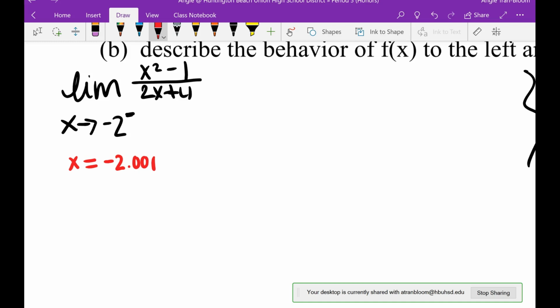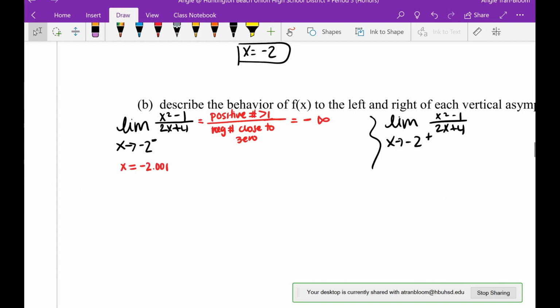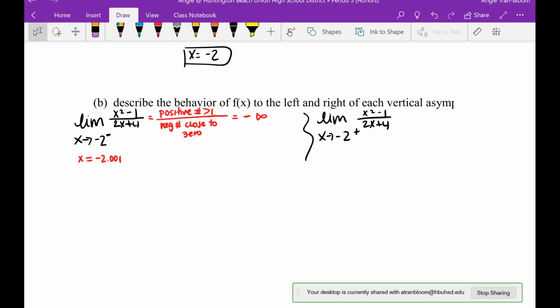Okay, so I'm going to spell this out. When we plug in negative 2.001 or whatever value you want to pick, on the top, did you get a positive number or a negative number? Positive, a number greater than 1, yay or nay? That's all I need to know. And when I plug it in, what was the bottom number? A negative number very close to 0, true or false? Yeah. So when you divide them, you will get negative infinity. The reason is that I can't plug in straight up negative 2. I have to find something nearby.